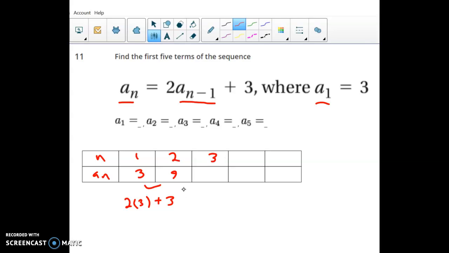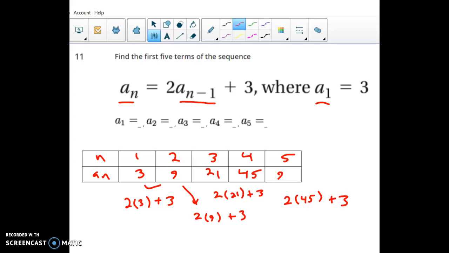And then to do the third term, you do the same thing. You take the previous one times 2 plus 3. So this would be 18 plus 3, 21. Fourth term, again, take the previous value. So 2 times 21 plus 3. So that'd be 42 plus 3. And then fifth term, just take the previous one, 45, times 2 plus 3. So it'd be 90 plus 3, 93.